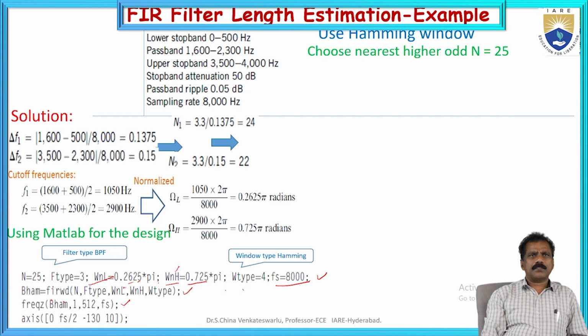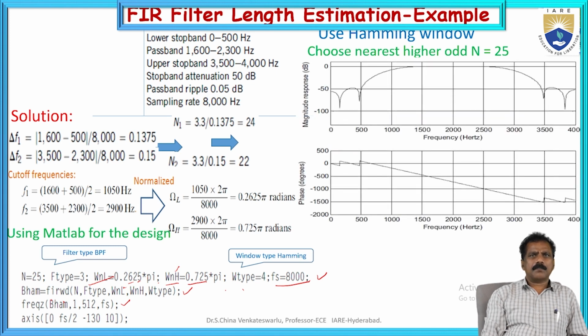Using all the values ΔF1 and ΔF2, we try to verify the output responses: frequency versus phase and frequency versus magnitude. If the higher order N is equal to 25, ΔF1 and ΔF2 are based on the N1 and N2 orders of the filter, 22 and 24.